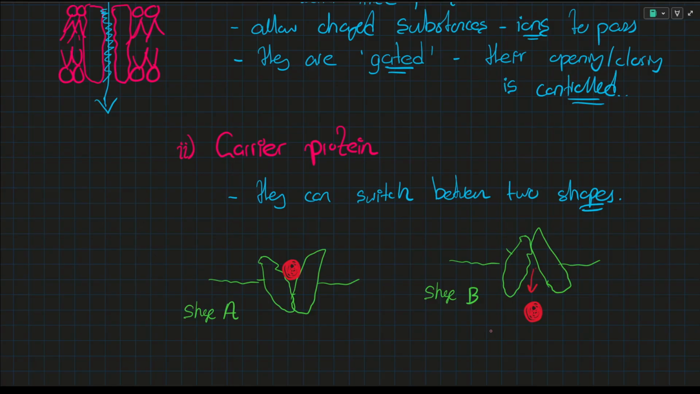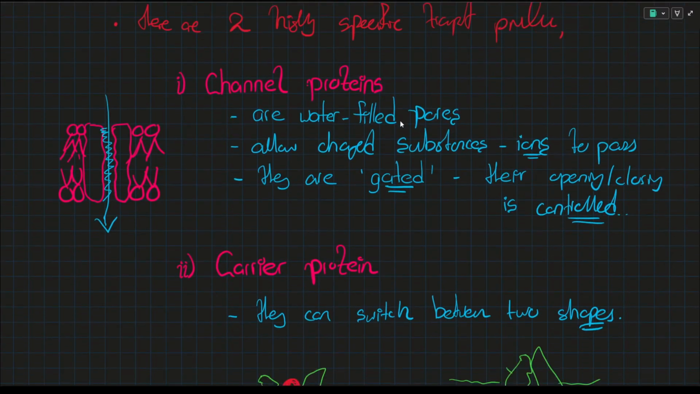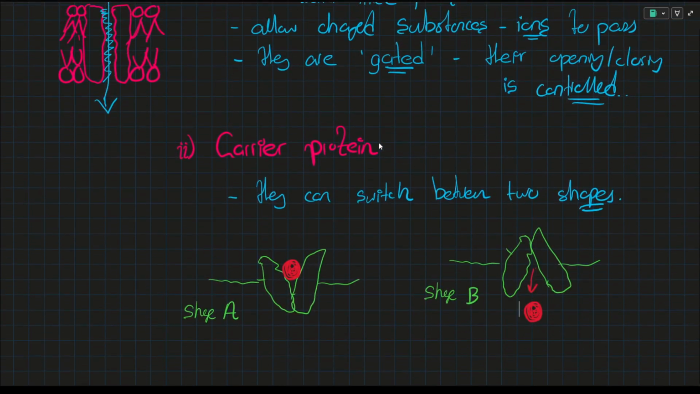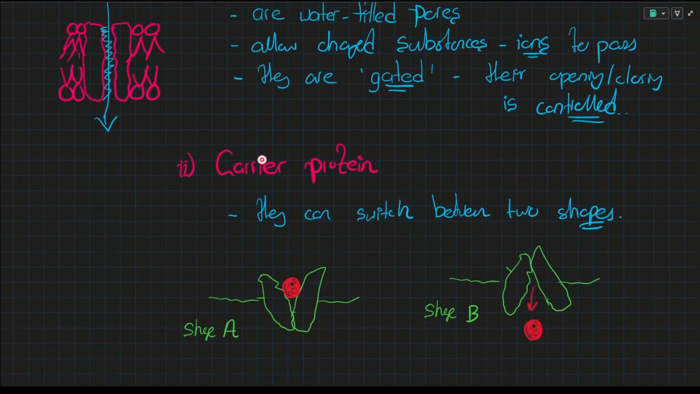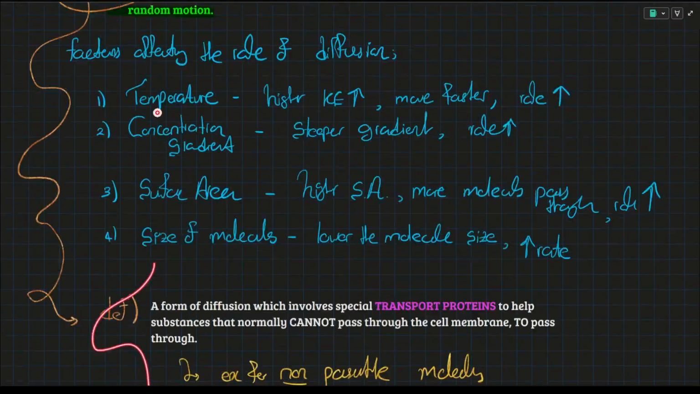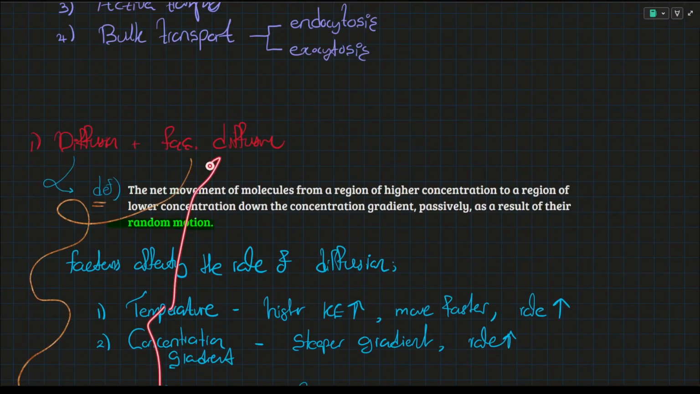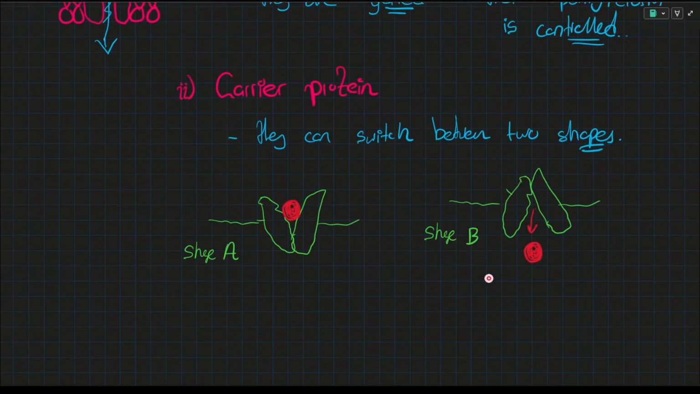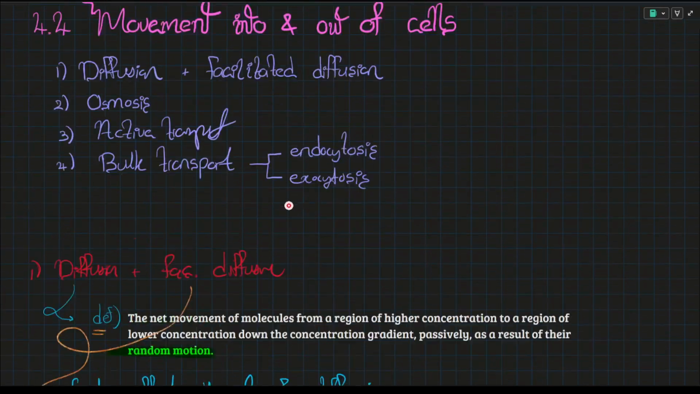Okay, shape A followed by shape B. That's the important thing. A channel protein does just one shape straight away. They just allow things to pass through. Carrier proteins can switch between two shapes. What do they have in common? What they have in common is that channel and carrier proteins all support the function of facilitated diffusion. Okay, that's the key idea you have to get. That's all about diffusion that you have to know.